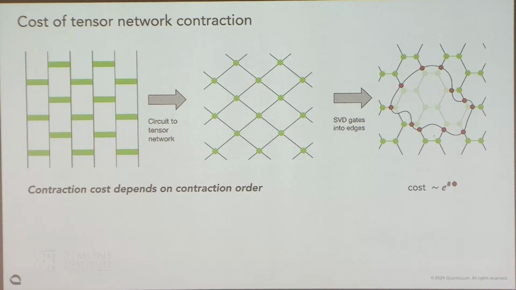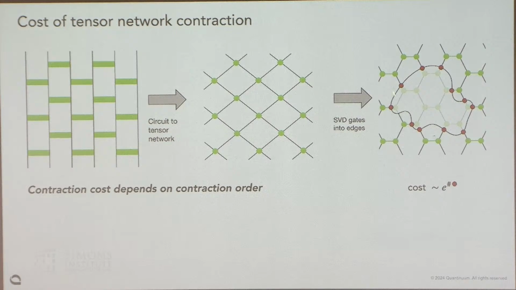So, if you go to contract this tensor network, what that means is summing over the indices of the tensors that are connected by edges. It turns out that the cost of doing that is very highly dependent on the order in which you do those contractions. So you can roughly think of contracting a tensor network as eating up these small tensors into bigger blobs of higher rank tensors with more edges sticking out of them.